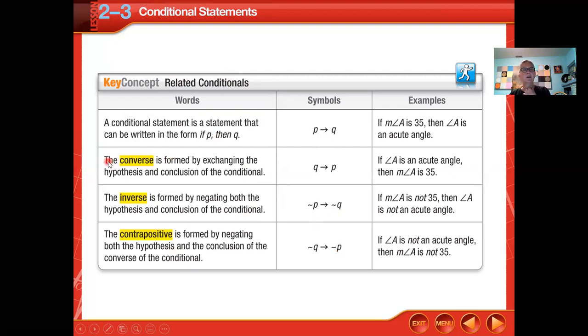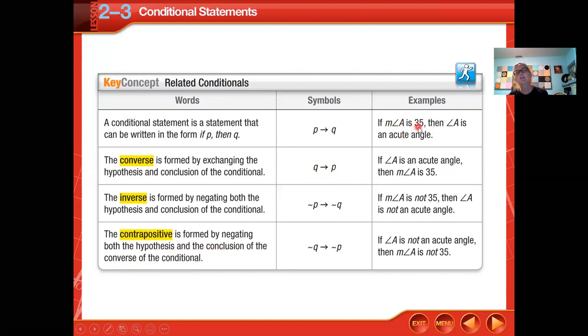Okay, so using real words, the converse is formed by exchanging the hypothesis and conclusion of the conditional. The inverse is formed by negating both the hypothesis and conclusion of the conditional, leaving them in the same order. The contrapositive is formed by negating both the hypothesis and the conclusion of the converse of the conditional. So in other words, you switch them first and then negate them. It doesn't matter which order.